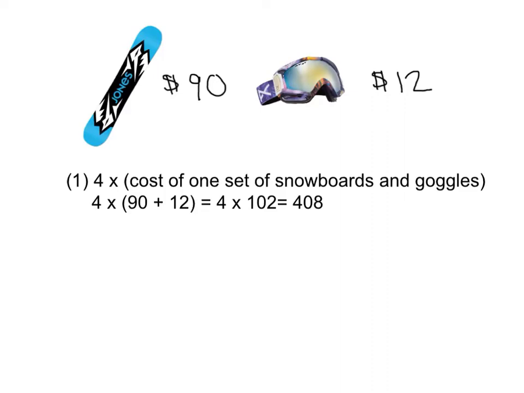You can take the cost of 1 set of snowboards and goggles, and that is $90 plus $12, and you can multiply that by 4 since there's 4 family members, which totals to $408.